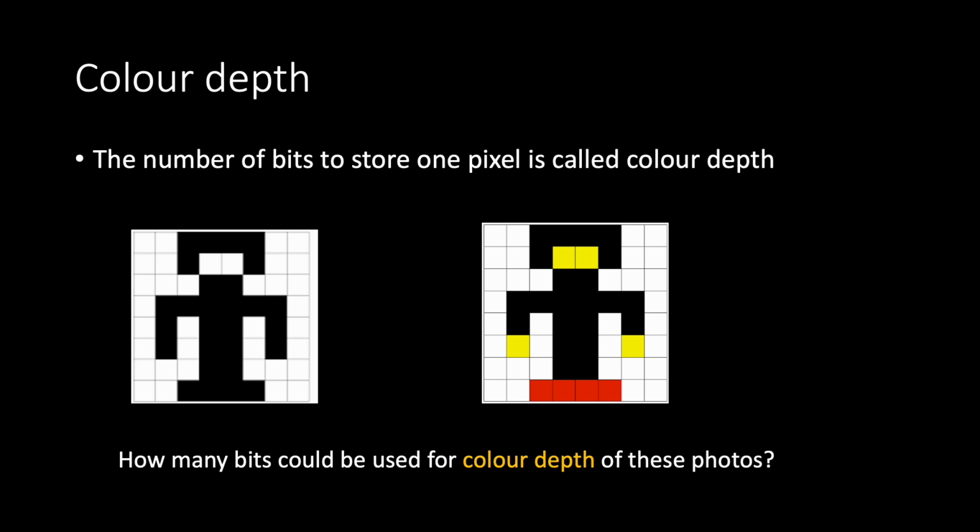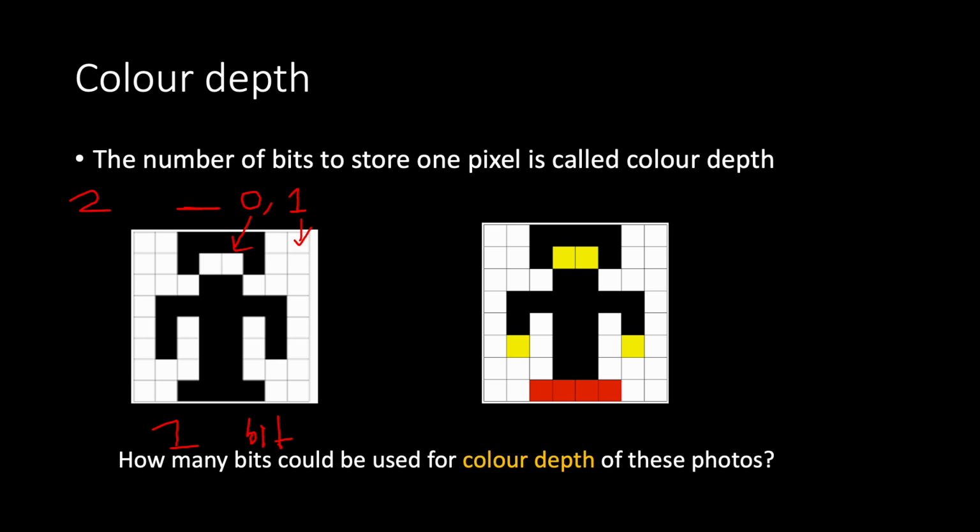So how many bits could be used for the color depth of these photos? Well, let's see the left-hand side one first. How many colors are there? Well, clearly we only have white and black, which is 2 colors. So if we have a 1-digit binary, it will have 2 different unique values, which is 0 and 1. And if we use 0 to represent black and 1 to represent white, that will be perfect for this scenario. So that means the color depth for the left-hand side image could be 1 bit.